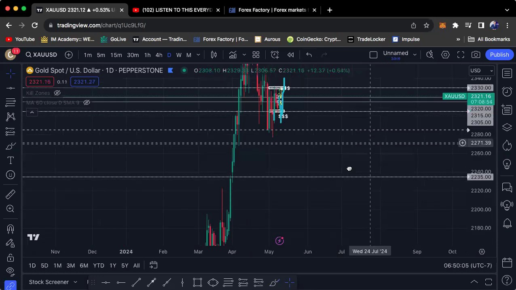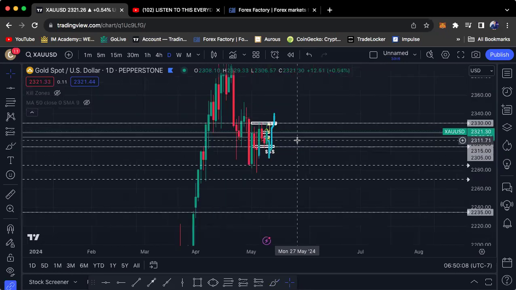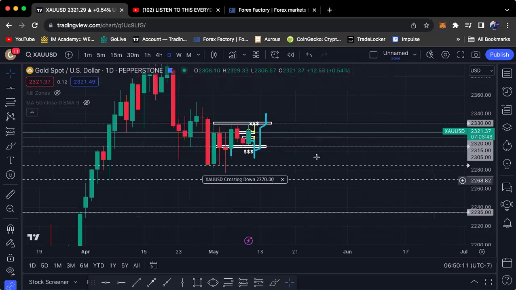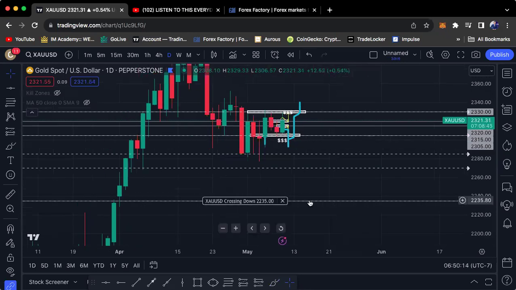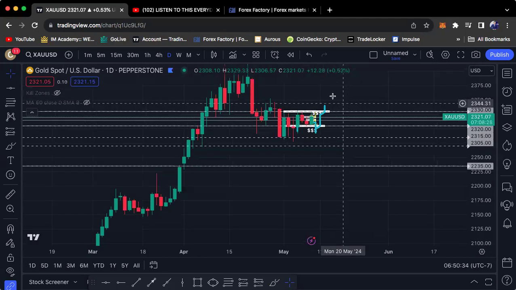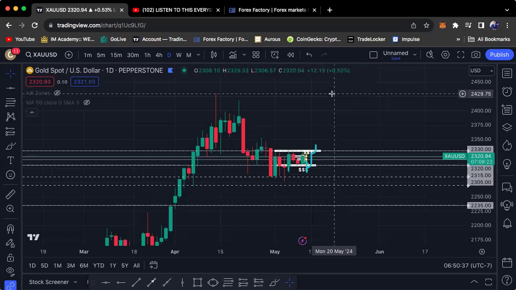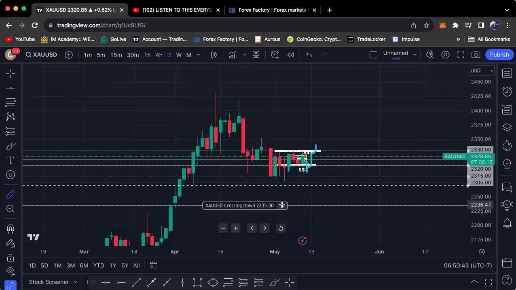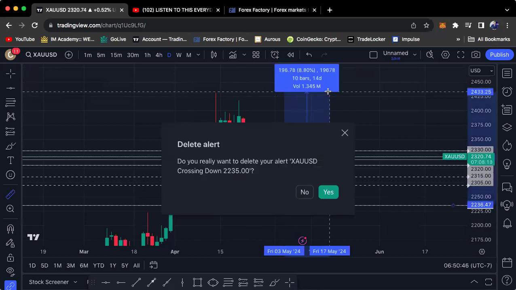No questions asked. Just buy at 2235 and then just ride it all the way up. This is more of a swing move. If you got capital, take the swing. 2235 is a buy zone and just ride it all the way to 2430. It's more of a swing move, guys.